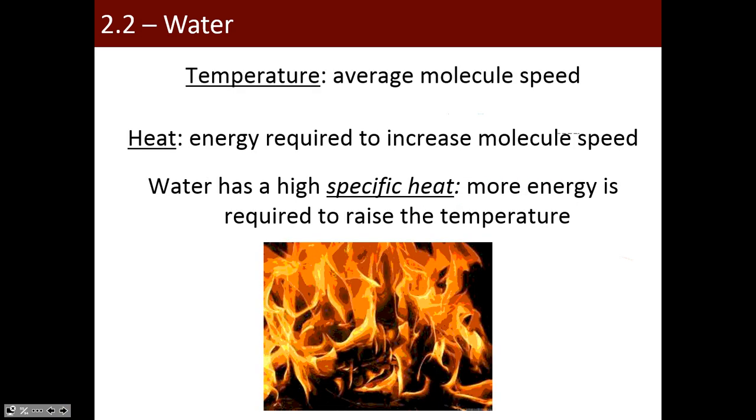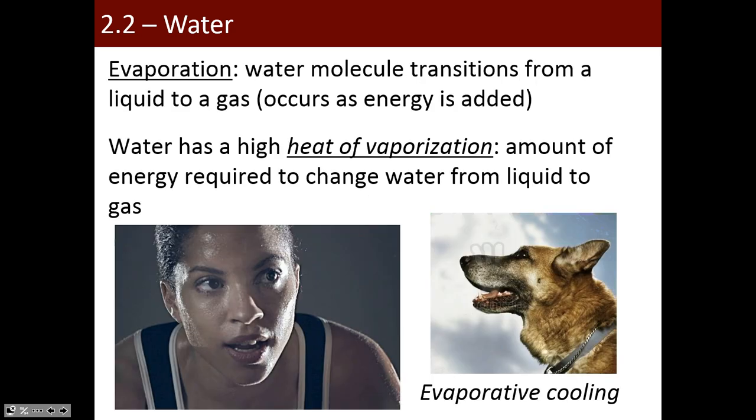So, because water has a high specific heat and it takes a lot of energy to raise its average temperature, that gives us some unique properties. One of those is evaporation. As a water molecule transitions from liquid to a gas, it requires a lot of energy. So if you want to switch that state from a liquid state to a gaseous state, a lot of energy is going to have to be applied.